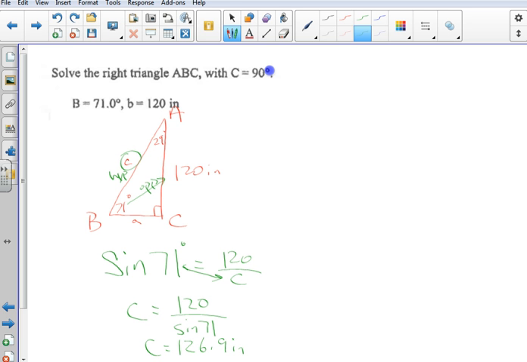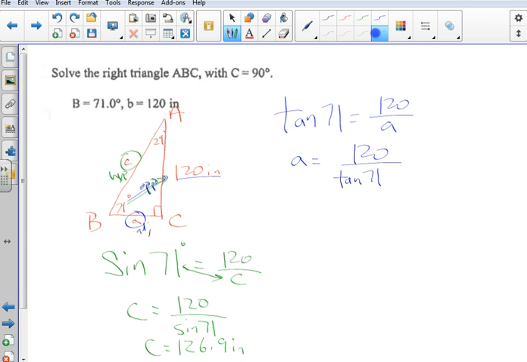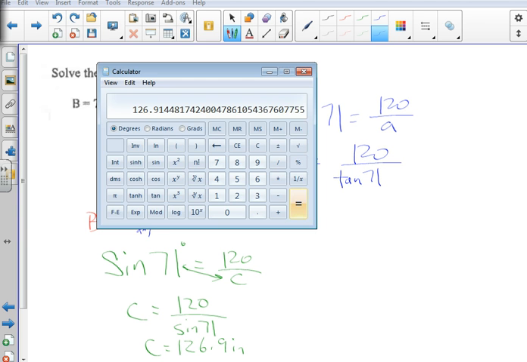Now we'll go for side A. Still going to use this angle, still going to use the 120, so that's opposite still. And now I'm looking for adjacent, so that's going to be tangent. Opposite and adjacent is tangent. So the tangent of 71 degrees is opposite, which is 120, over adjacent, which is A. So A is equal to 120 divided by the tangent of 71 degrees. 41.3.